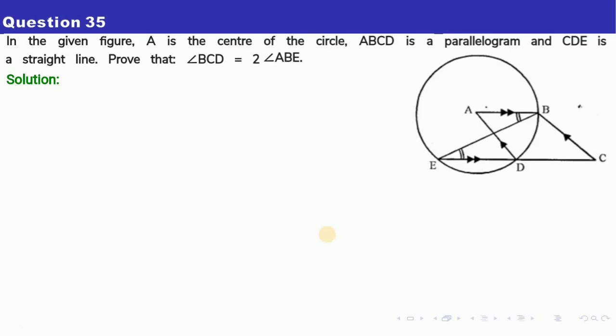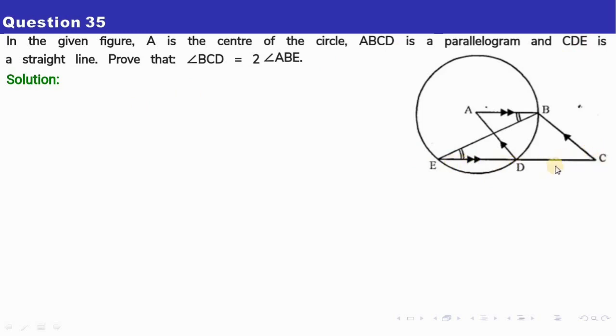The question says, in the given figure, A is the center of the circle. ABCD is a parallelogram. That means this one and this one are parallel, and this one and this one are parallel. And CDE is a straight line.